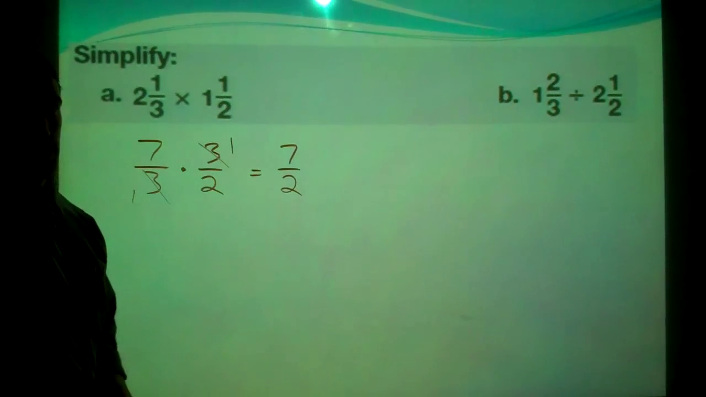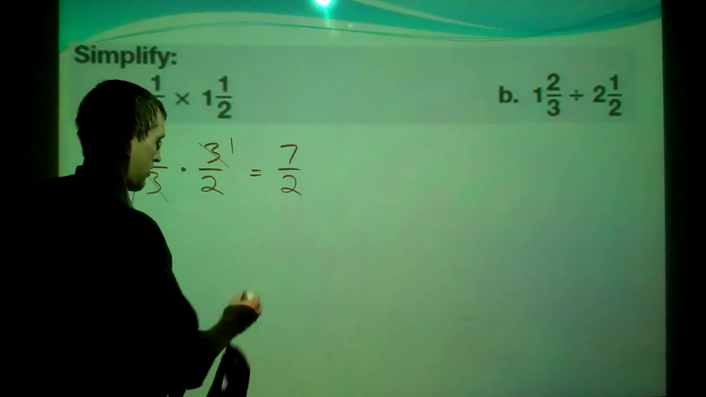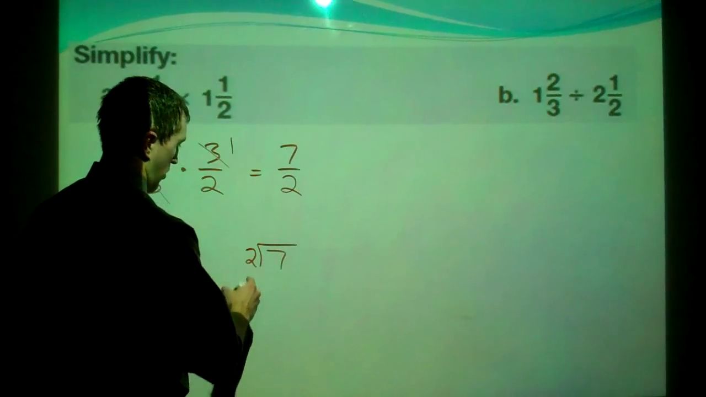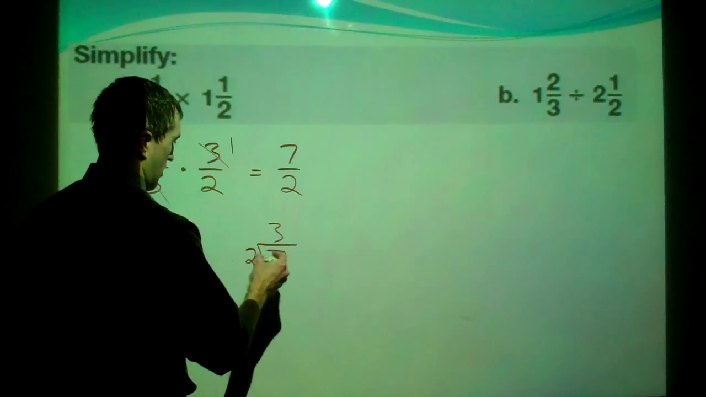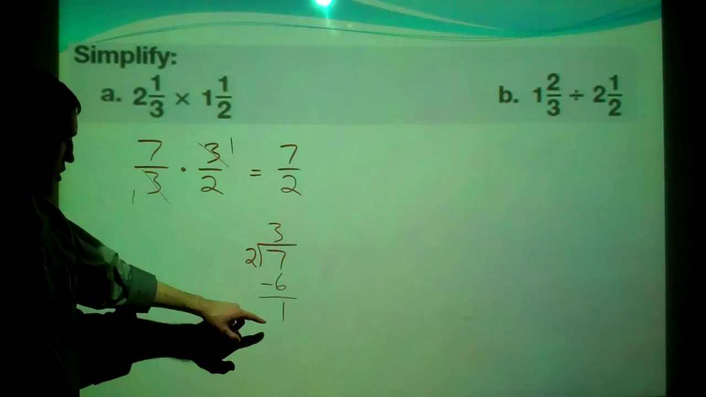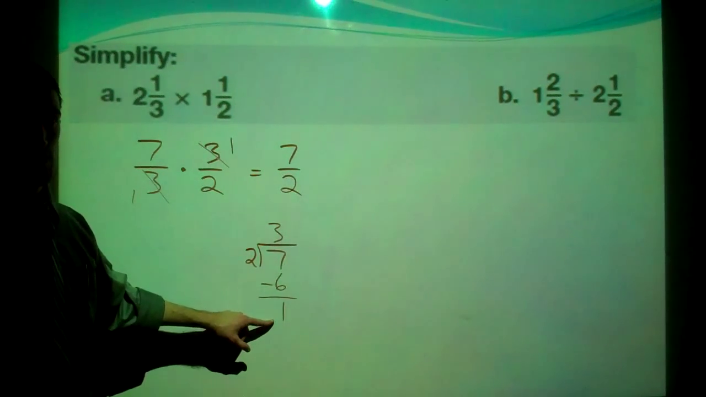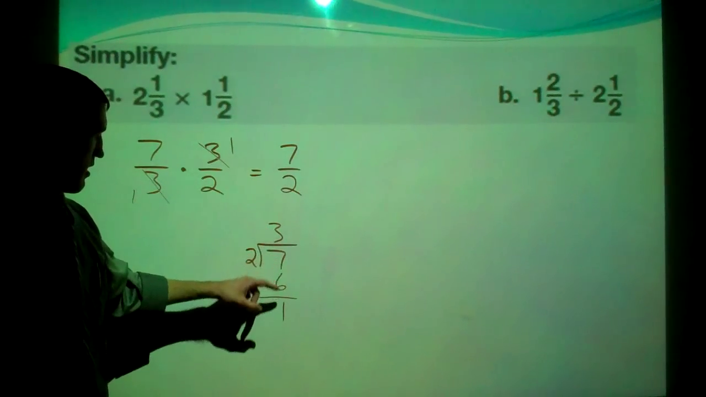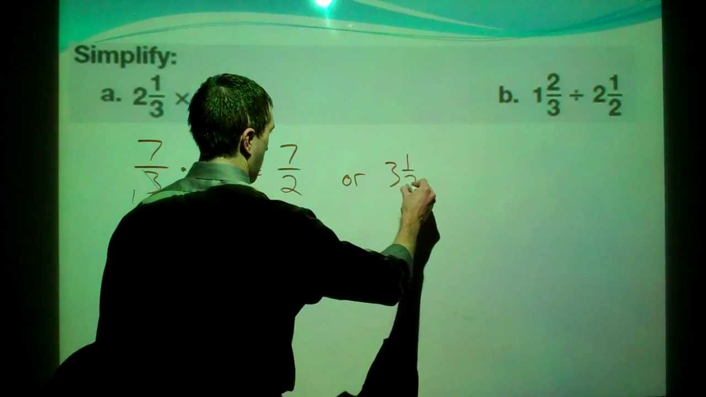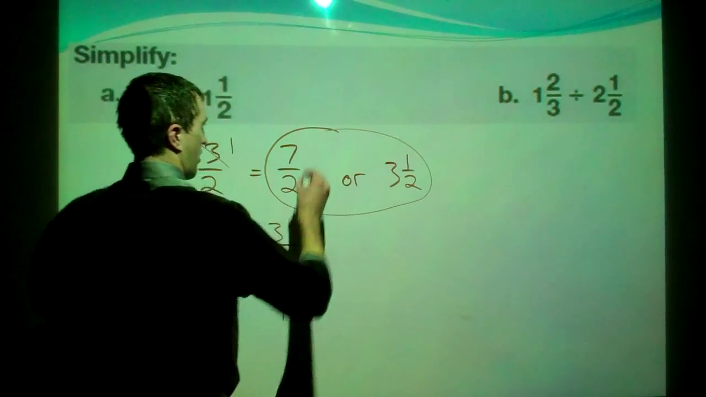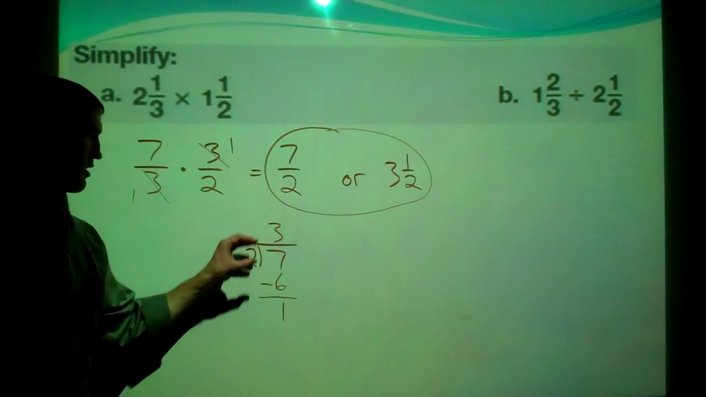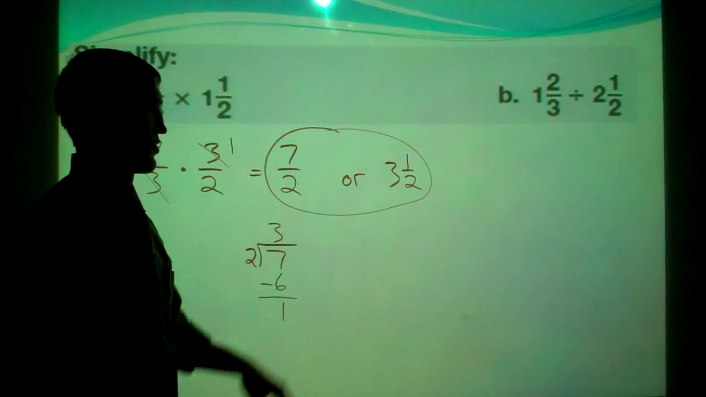7/2, how would we turn that into a mixed number? Well, we would actually do the dividing. So 7 divided by 2. We know 2 goes into 7 3 times. 3 times 2 is 6. We subtract, and 7 minus 6 is 1. So here's our remainder. We put our remainder over our divisor. So 3 and 1 over 2. So we just took our remainder, put it over 2, and we kept our 3. So 3 and 1/2, or 7/2.